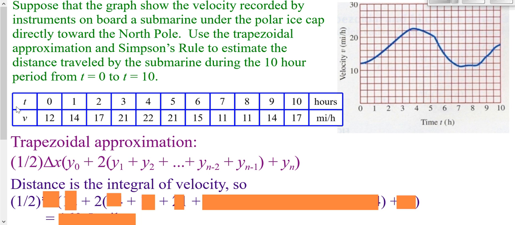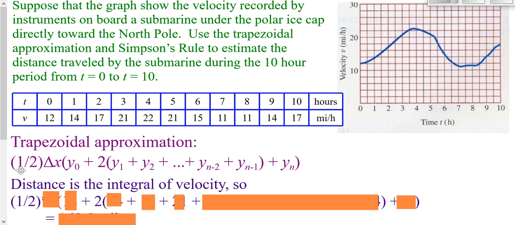Our time is here, our velocity is here, so at the initial time we had a velocity of 12. After 1 hour, we had a velocity of 14. After 2 hours, we had a velocity of 17. So if you plot all these points, you get this graph over here. Well, you should remember that the area underneath your velocity graph is your distance, and that's what we're looking for. So we could go ahead and use Simpson's rule and the trapezoid rule.